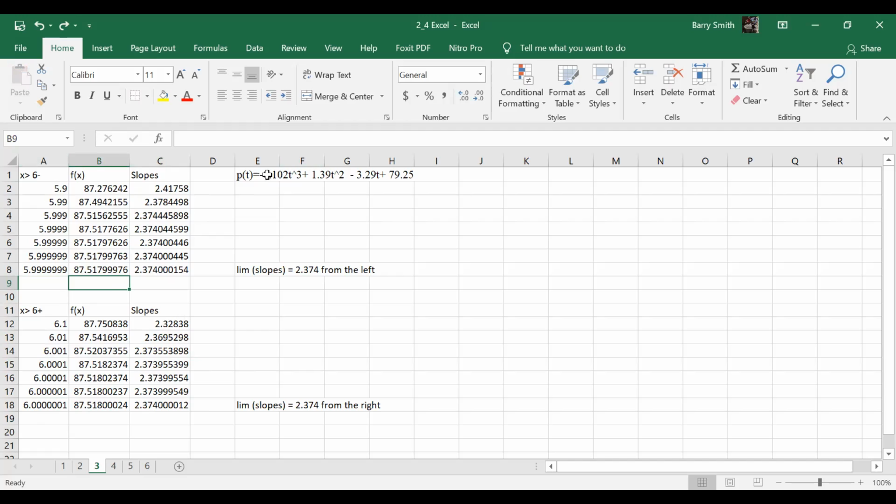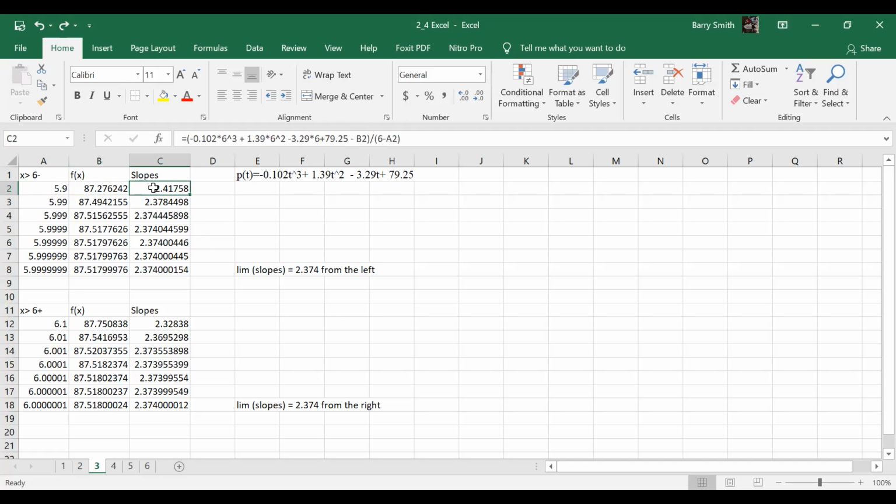So in this one, we have this function, and we have to type that into our cell here, and we want to use this as our value. So we're just going to replace our t with an A2. As we type it along, we can put equals negative 0.102 times, then click over here into A2, and then raise it to the third power, plus the 1.39 times A2 to the second power, minus 3.29 times A2, and then plus 79.25. And then when you hit enter, we get the value.